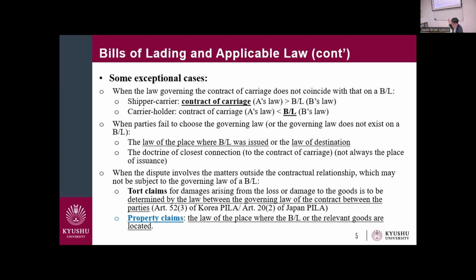But the bigger problem is when it comes to property claims, or when it relates to proprietary effects. In that case, the law of the place where the bill of lading or the relevant goods are located will be the governing law.